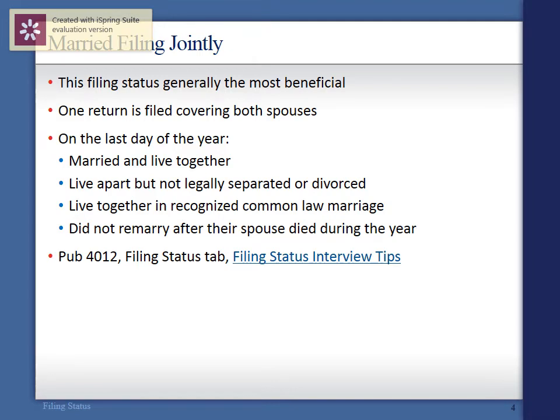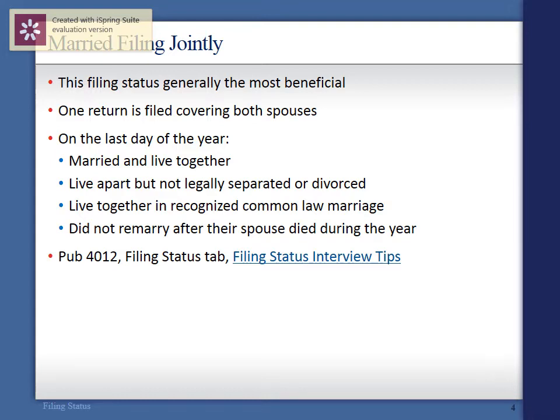The individuals as of December 31st must have been married and lived together, or if they lived apart, they must not have been legally separated or divorced, which, as I noted before, legal separation would require a court document, or in the case of a divorce, there would be a divorce decree. They can live together, and they recognize common law marriage, and common law really follows the state as well. In the state of Texas, common law exists. So if you live in the state of Texas and you have lived together in a home as a married couple for at least 7 years, the state of Texas will recognize you as being common law married.